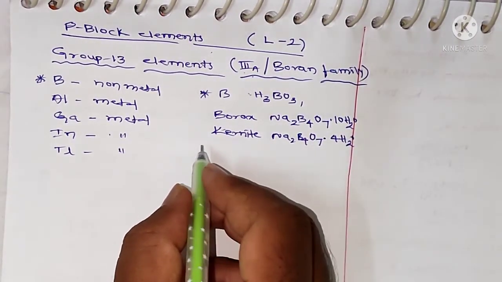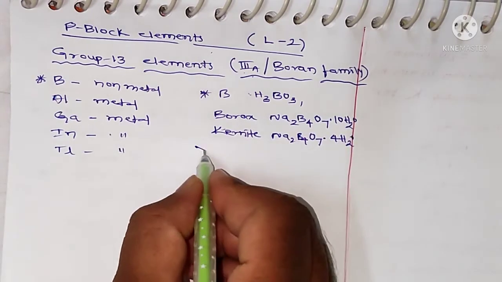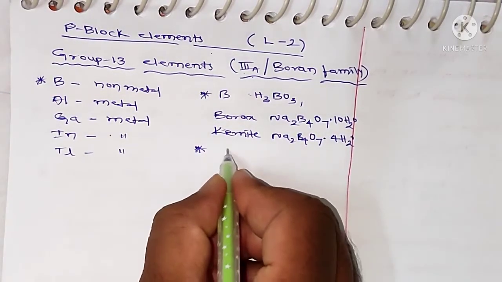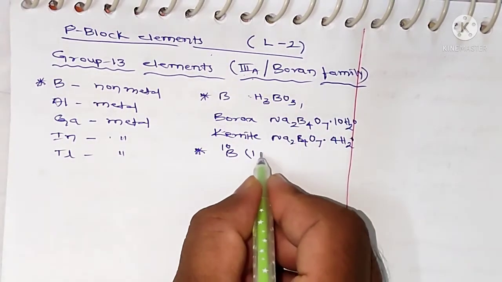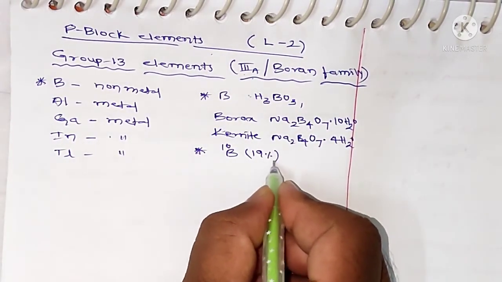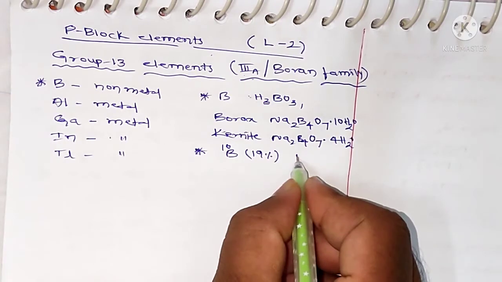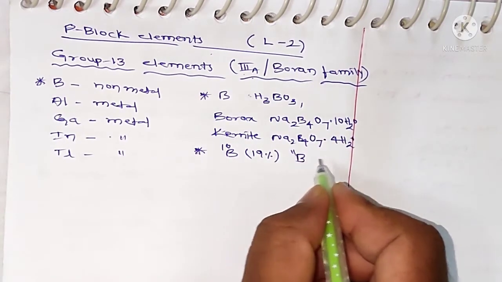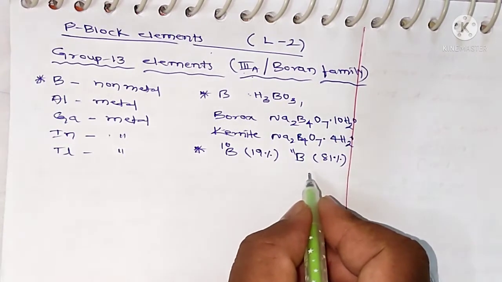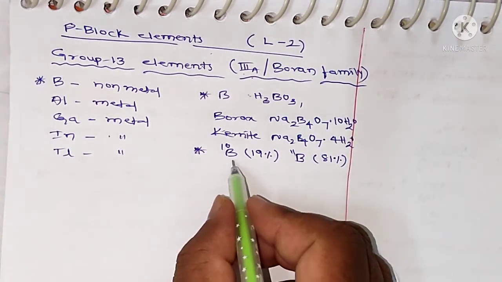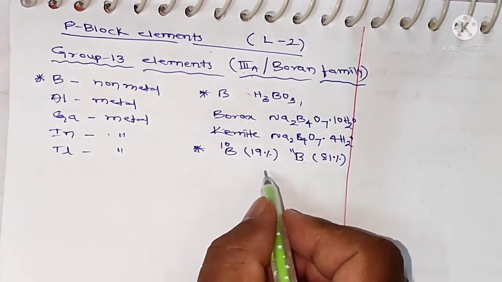Boron has two isotopes: B10, which is 19%, and B11, which is 81%. So boron has two isotopes, B10 and B11.